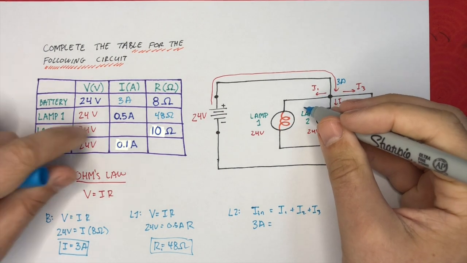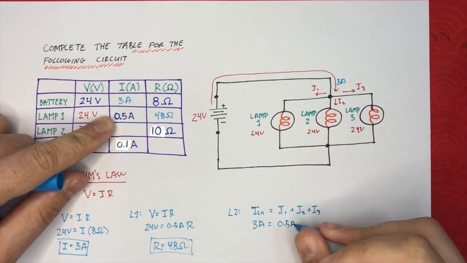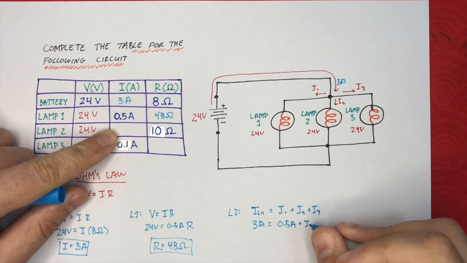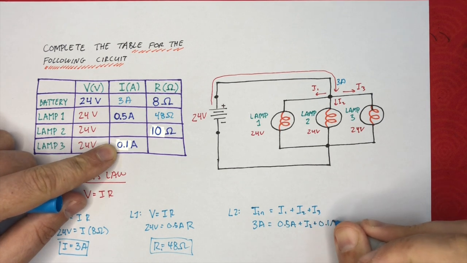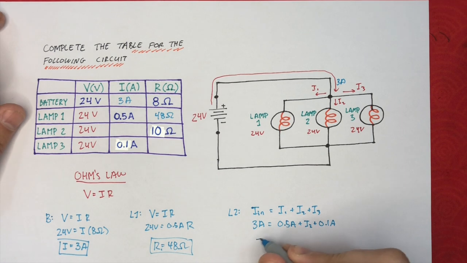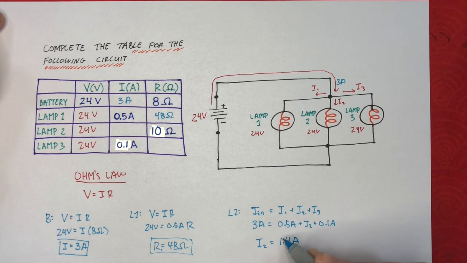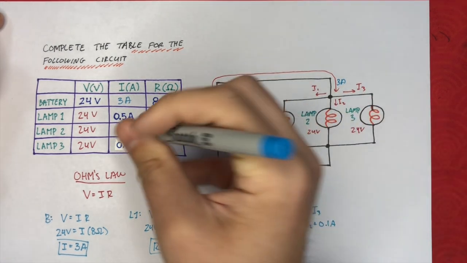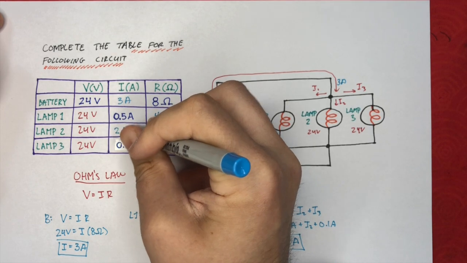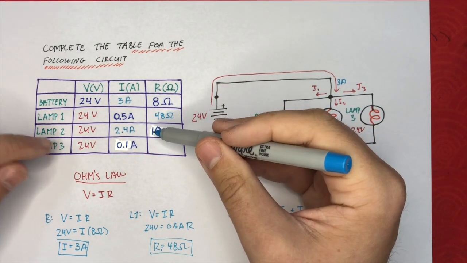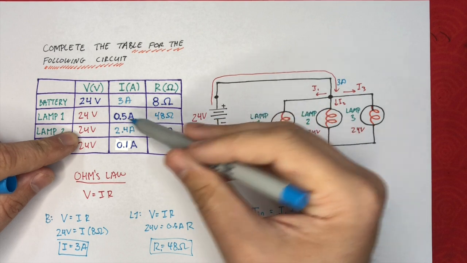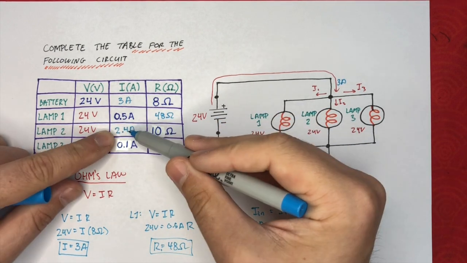Well, I1 we know is going to be 0.5 amps. I2 is what we are looking for, and I3 is 0.1 amps. So, if we rearrange and solve for I2, we can see that I2 is going to be 2.4 amps. And we can put that right into our table here. And we'd receive the exact same result if we used Ohm's law. The voltage divided by the resistance is equal to the current.